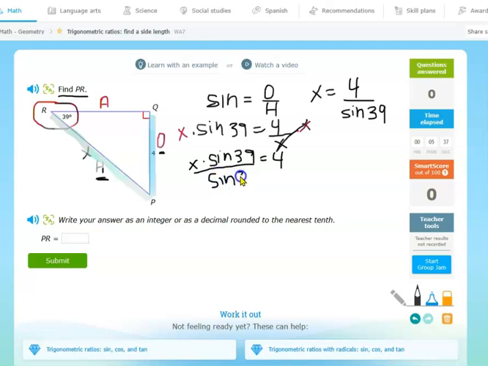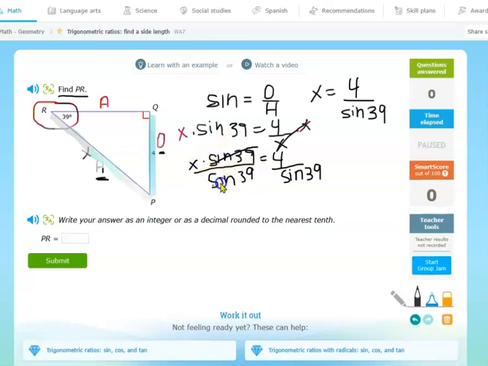You don't need to go through all of this every single time. You can just remember that this is what it's going to look like when your X is in the denominator. The more practice you get with this, it is good to know why this is working out this way, or you can work through the algebra each time. That works as well. Then over here, the sine of 39 over sine of 39 cancels, and we're just left with X.